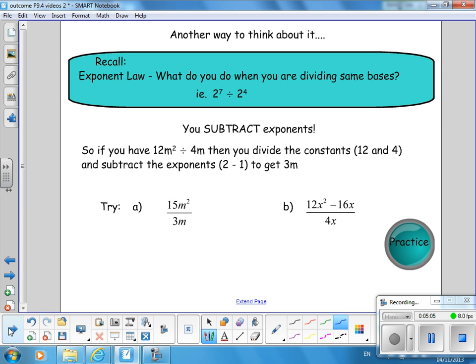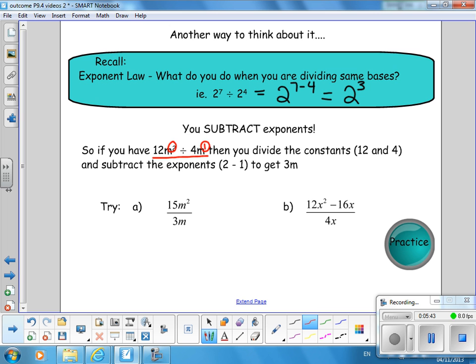Let's think about this another way. If we recall back to our exponent laws, when we were dividing same bases, what did we do? Well, we subtracted the exponents. We said 7 subtract 4, we would have had 2 to the exponent 3. So it's the same idea with dividing polynomials. If we have 12m squared divided by 4m, we divide the values of 12 and 4 and subtract the exponents. 2 subtract 1 just leaves 1. So m squared divided by m is just m.